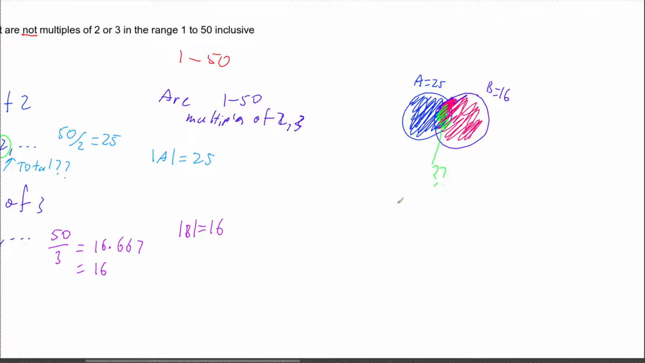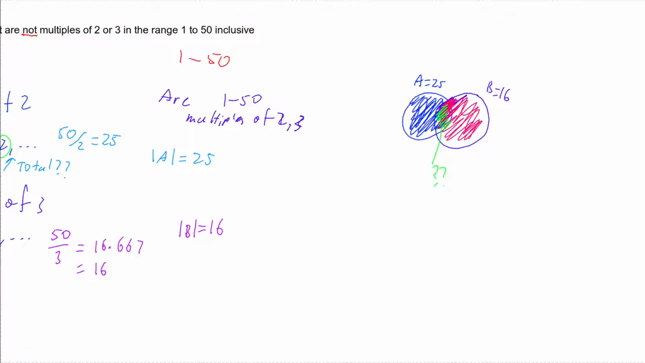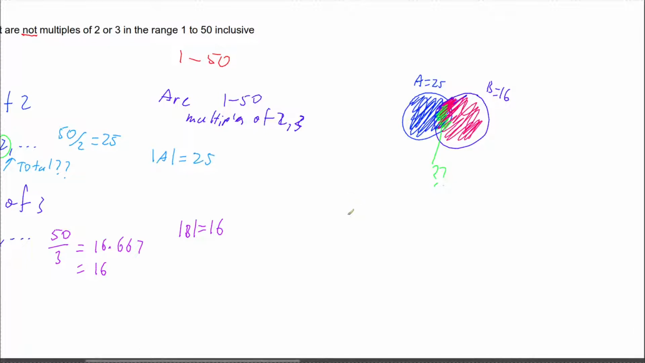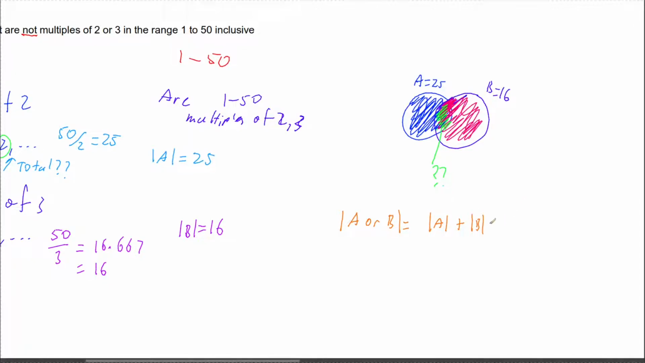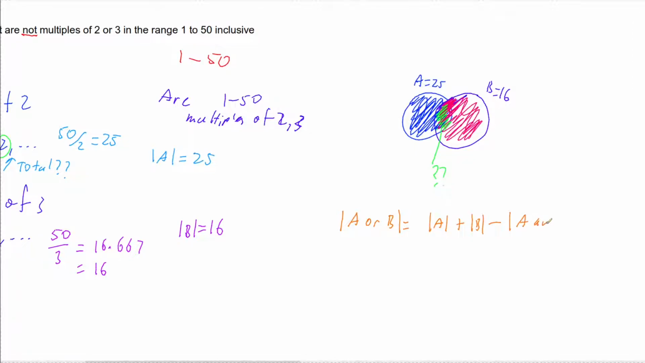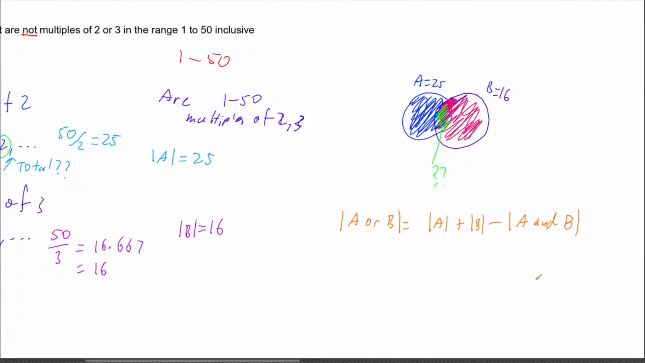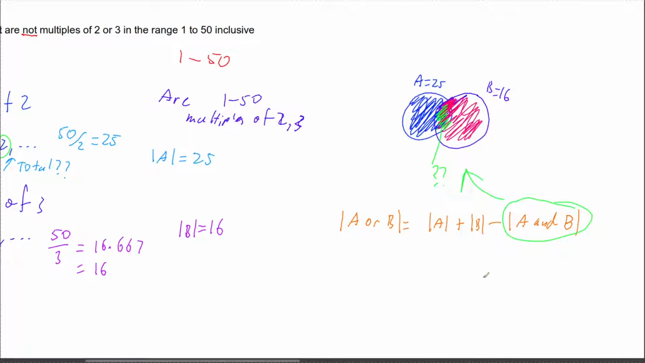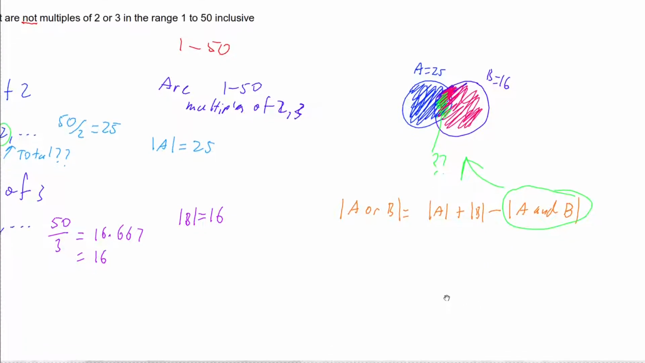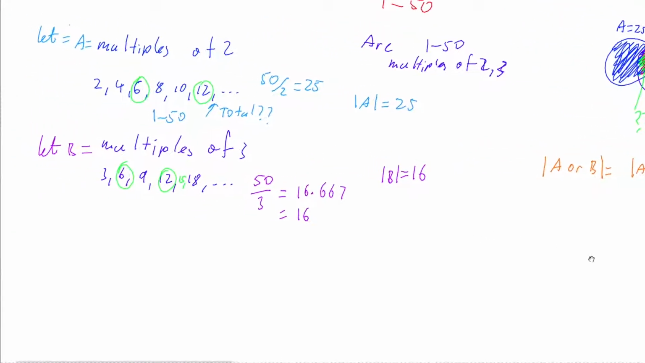in the middle twice. So what I'm trying to find effectively is we want to know how many are in set A or in set B, but this means I need to know how many are in set A plus how many are in set B minus how many are in both sets. So I've worked out set A, that was 25, and set B was 16. I need to know this amount because I've counted twice by adding up the first two. So let's have a look at how we would work that out.